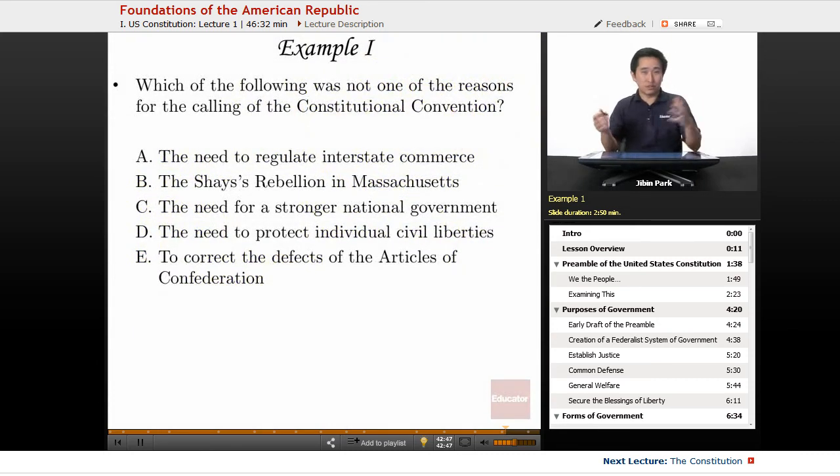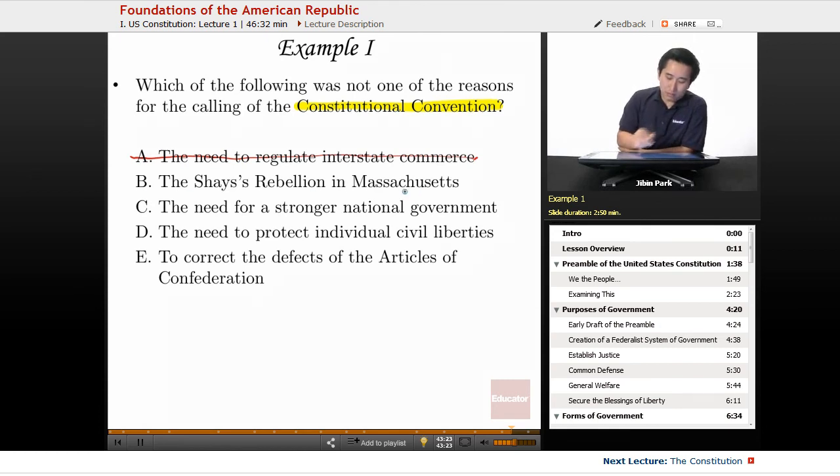So example number 1. So let's go over some review questions here. Which of the following was not one of the reasons for the calling of the Constitution? So what were some of the reasons why the Constitutional Convention was called? If it was a reason, then we can cross it out. Okay, so make sure you're able to follow along here. Was there a need to regulate interstate commerce? Absolutely. There's definitely a need to regulate interstate commerce. States, when they're getting into disputes, the national government had no power to arbitrate.